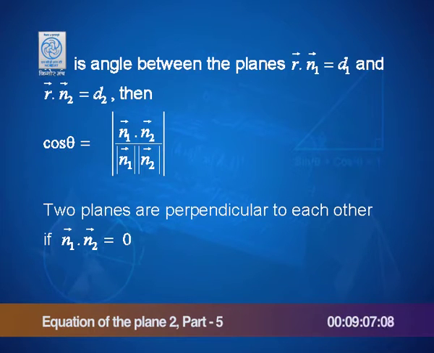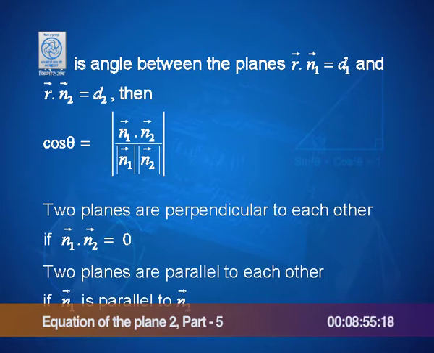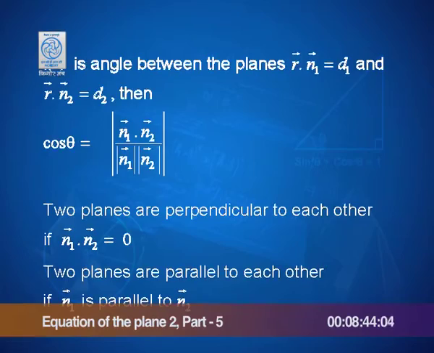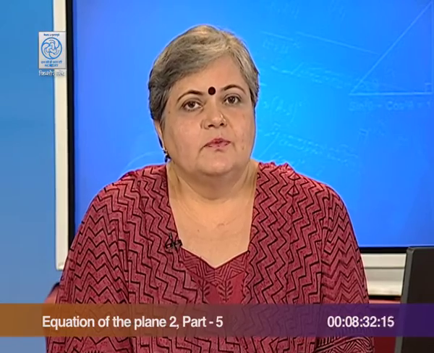Also, note that two planes are perpendicular to each other if their normals are perpendicular to each other, which is the same as saying that n1 dot n2 is equal to 0. And of course, two planes will be parallel to each other if their normals are parallel to each other, and therefore, this little condition comes in handy, knowing the normal of one plane giving rise to the normal of another parallel plane. Now, keeping in mind the few things that we have discussed, I think you are ready for a small exercise.